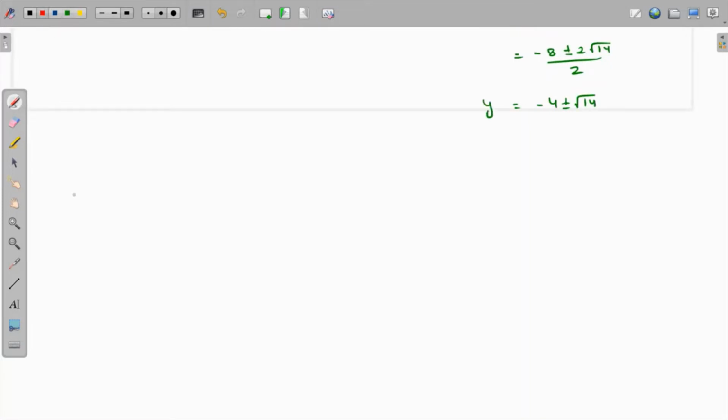This is y. And remember, what was y? y was tan theta. So we have two solutions. One is tan theta is negative 4 plus root 14. And another solution is tan theta is negative 4 minus root 14.